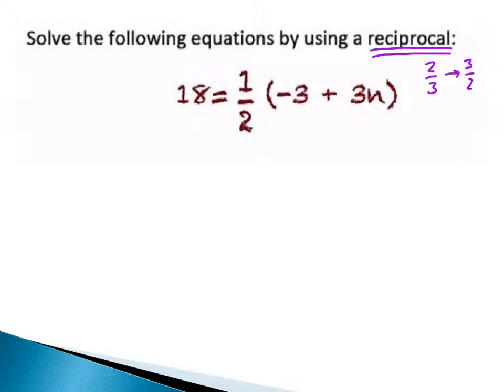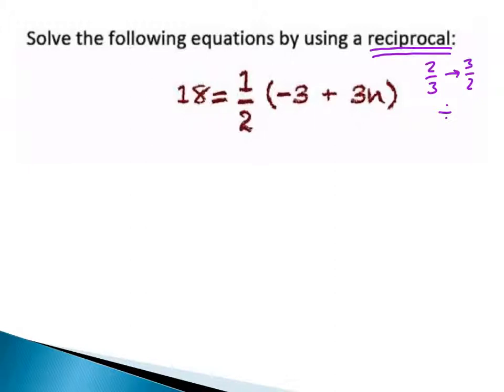Recall, when did we use this? We used this when we were dividing fractions. Okay? So keep that in mind here. So in this example, I have 18 equals 1 half, parentheses, negative 3 plus 3h. Okay? And these are in parentheses. So you can look at this and think about the last examples. What could I do? I could certainly distribute the 1 half to the negative 3 and to the 3h.